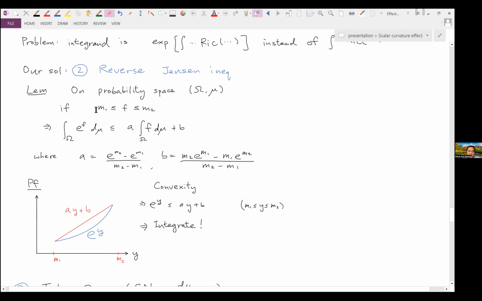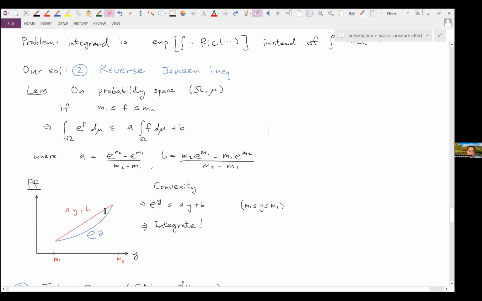If f is bounded above and below, and if we want to get an upper bound of exponential f on a probability space, for example, then it turns out to be bounded by some linear integral like this. Okay, so somehow I want to put the integral in front of the f, but instead I upper bound this integral by this linear integral instead.